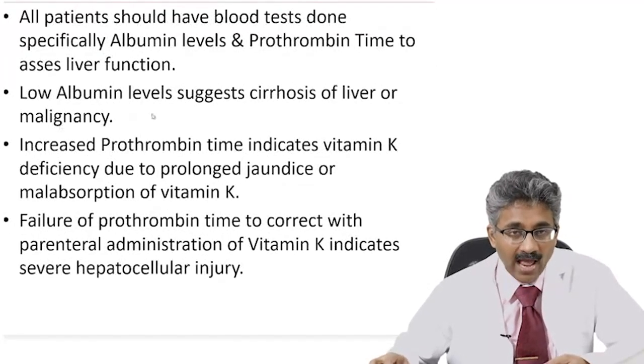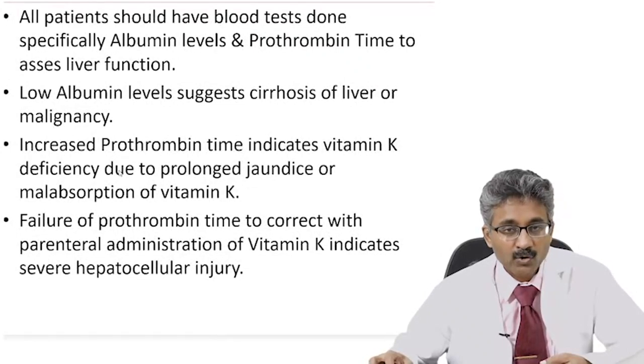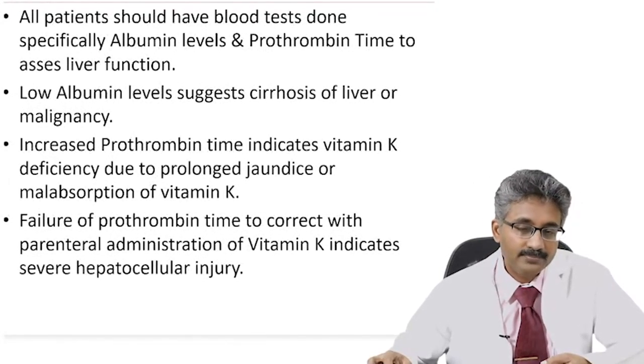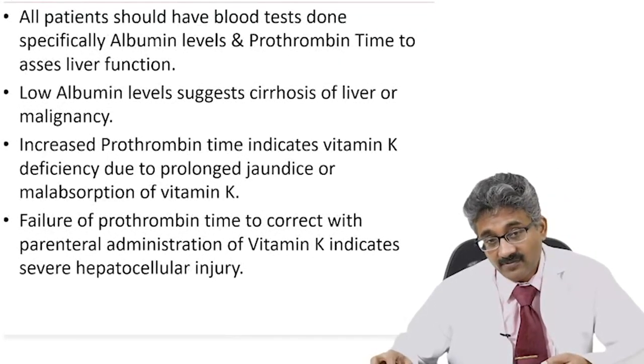The patient should undergo albumin level and prothrombin time estimation, because low albumin suggests cirrhosis or malignancy. Increased prothrombin time indicates vitamin K deficiency, either due to prolonged jaundice or malabsorption of vitamin K. Failure of prothrombin time to correct with vitamin K indicates a severe hepatocellular problem. Because for absorption of vitamin K, you need proper bile constituents. That is why prolonged jaundice can produce malabsorption of vitamin K, which can increase the prothrombin time.